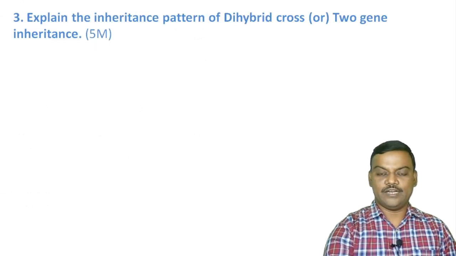Question number 3. It is a very important question. Previously, this question was asked many times in PU examination. The question is, explain the inheritance pattern of dihybrid cross or two gene inheritance. It is for 5 marks.